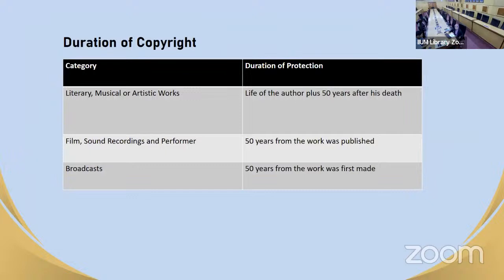Okay, it also has the duration of the copyright. After we copyright it, actually ada perlindungan yang diberikan kepada copyright tersebut. Untuk literary, musical dan artistic, there is the lifetime of the author and then plus 50 years after his death. Meaning setelah kita menghantar copyright, contoh pada tahun ini 2024, so sepanjang hidup penulis tersebut akan diberi perlindungan, dan selepas kematian beliau juga akan diberi perlindungan sebanyak 50 tahun. That's the duration of the protection.